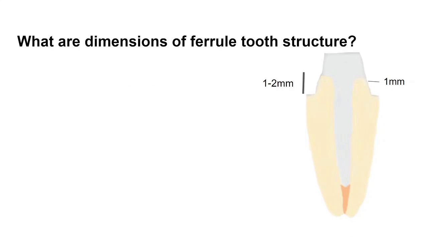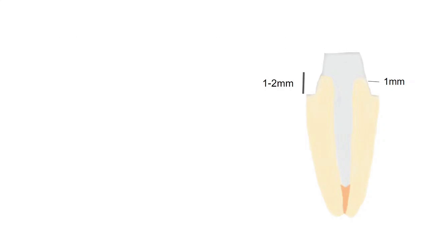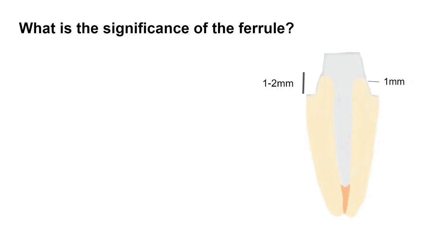So what are the dimensions of a ferrule tooth structure? The tooth structure to provide the ferrule effect must have 1 to 2 mm of height and 1 mm of width for the margin. So what is the significance of the ferrule? The ferrule improves the fracture resistance of the tooth structure.